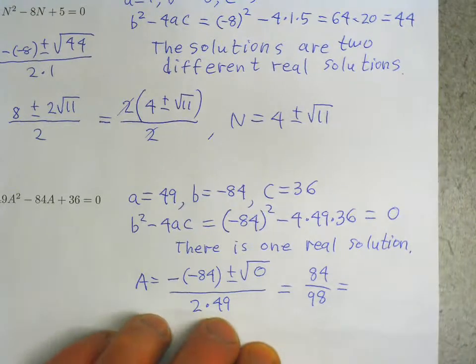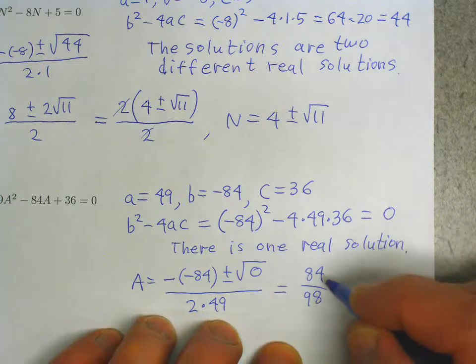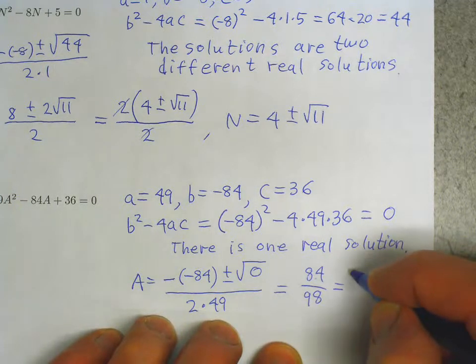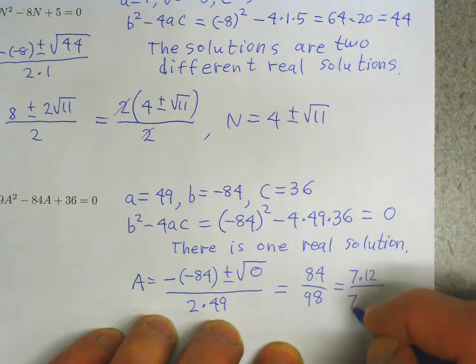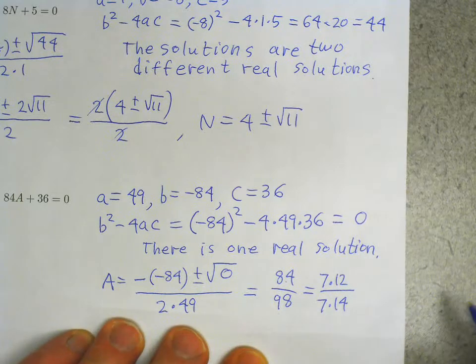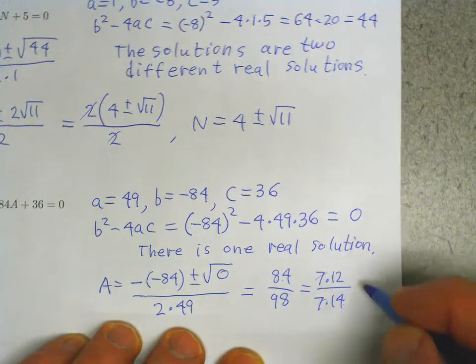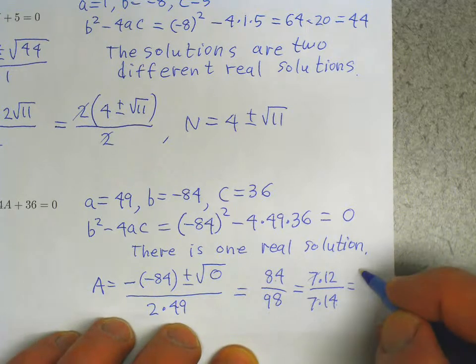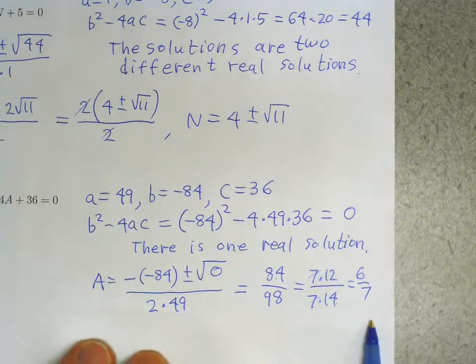And this can be written in lower terms. Let's see, 84 is 7 times 12. 98, 7 times 14. The 7s cancel, and then 12 divided by 14 simplifies to 6 over 7. So the repeated solution is 6 over 7.